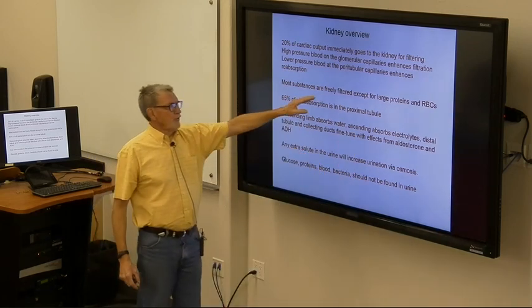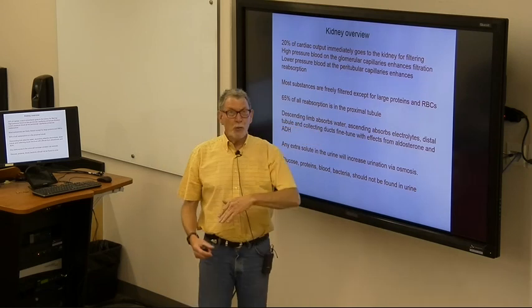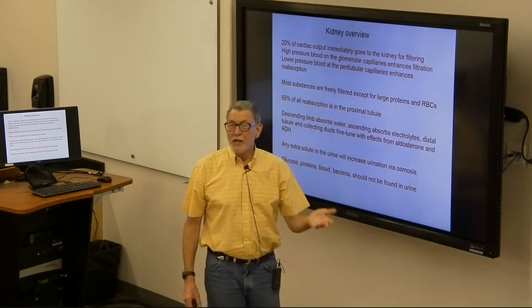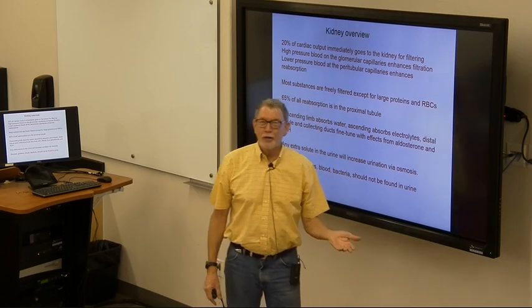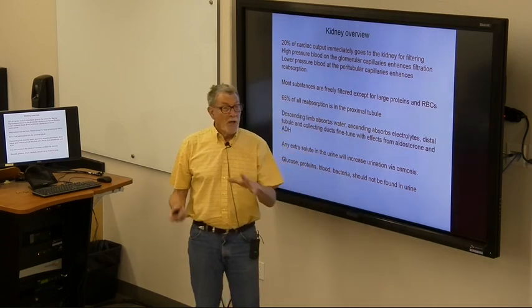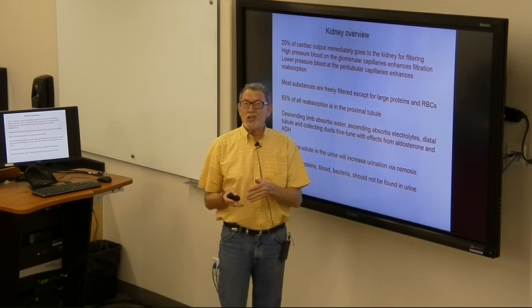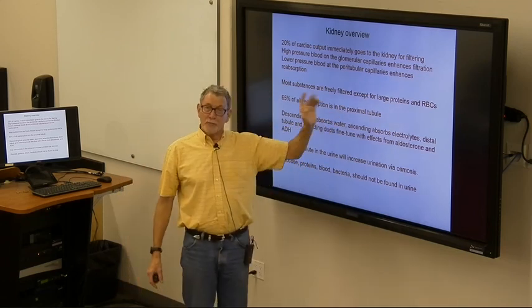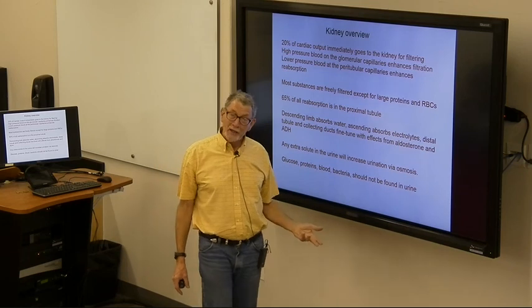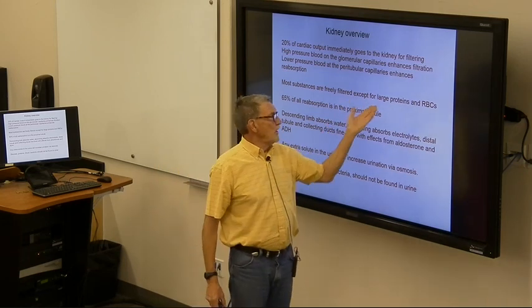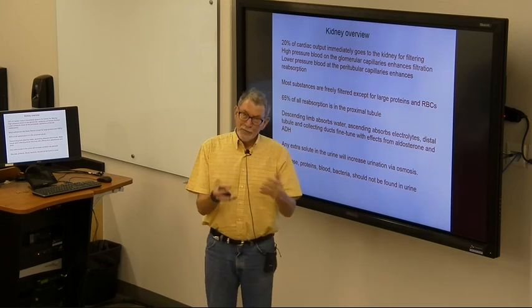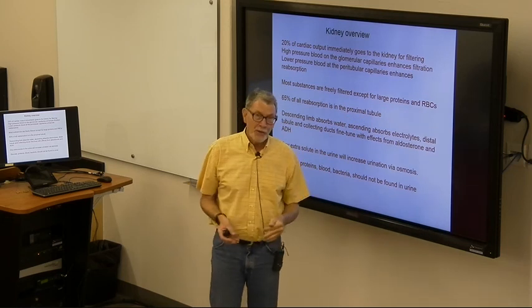Most substances are freely filtered. That means if 20% of the blood gets filtered, 20% of the glucose goes in, 20% of your amino acids go in, 20% of your sodium. It's the same concentration it is in the blood. Some things are not freely filtered because they're too big mostly. Large proteins, plasma proteins, red blood cells, they don't get filtered into the pee, so they don't have to be reabsorbed.